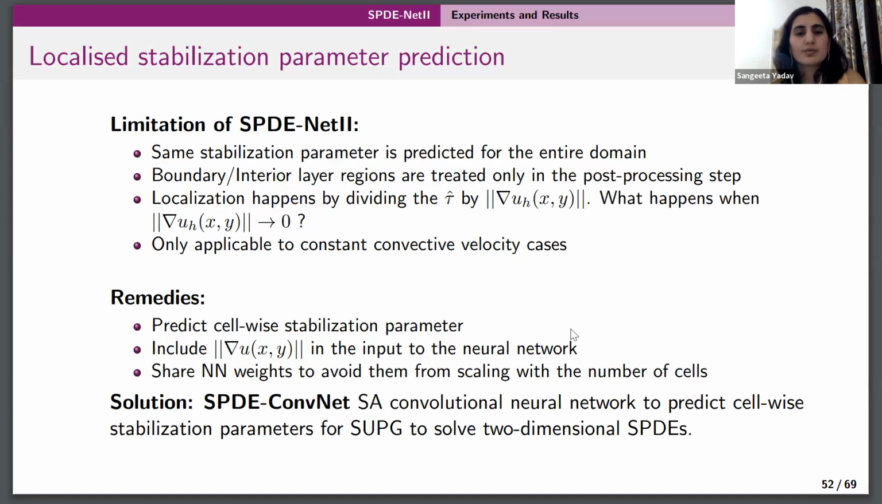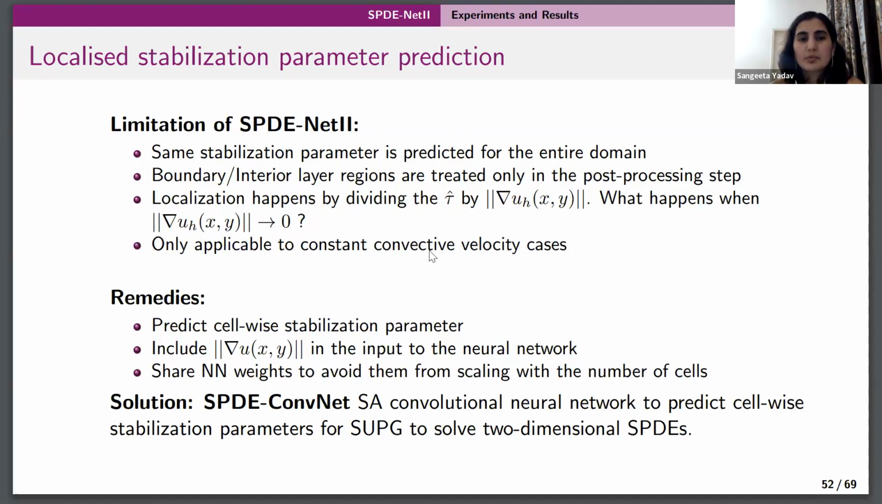In SPDNet2, there are a few limitations. First of all, we are predicting the same stabilization value for the entire domain. We localize it later on, after doing the gradient normalization. And secondly, what happens if the gradient of u goes to 0? In that case, the value of the stabilization parameter will blow up, as we have already seen in some of the examples which I showed in comparison with residual and the stabilization parameter.